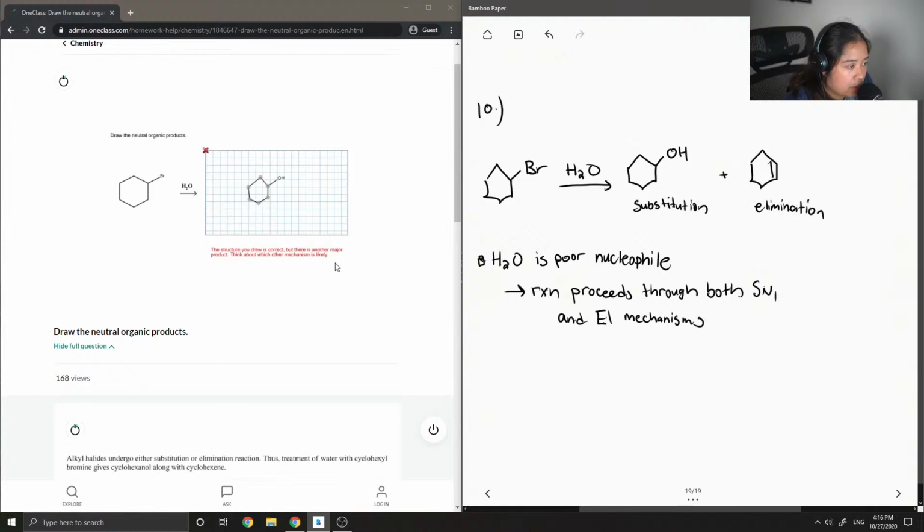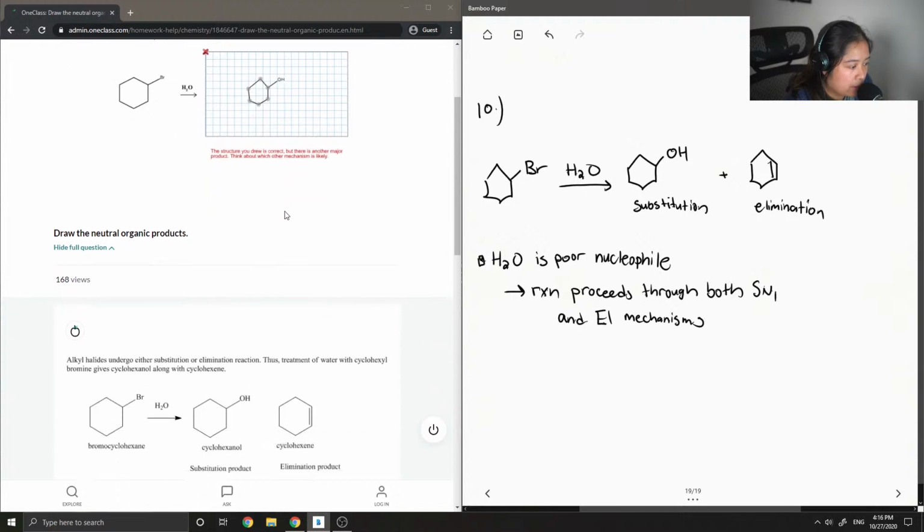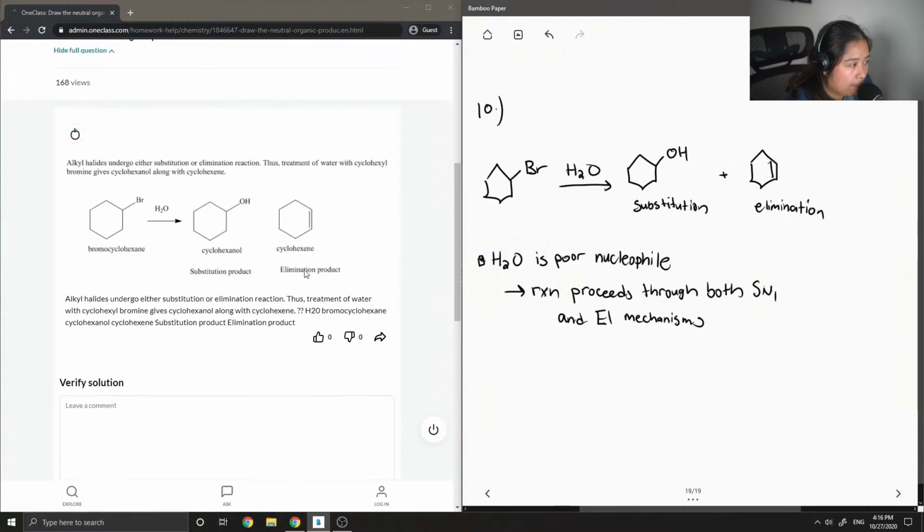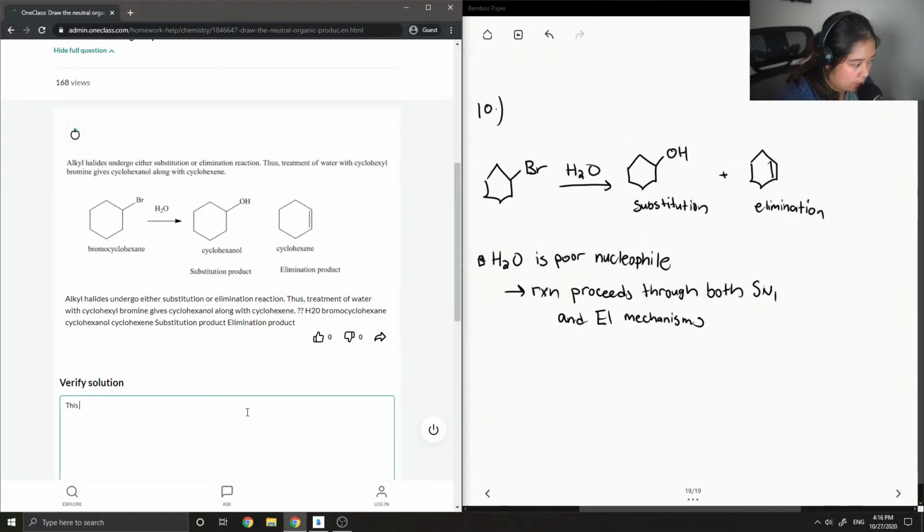So that's why this person got it wrong, because they said the structure you drew is correct, but there is another major product. Think about which other mechanism is likely. And this junior tutor said the same thing. They have a substitution product and also an elimination product. So this solution is correct. Since water is a poor nucleophile.